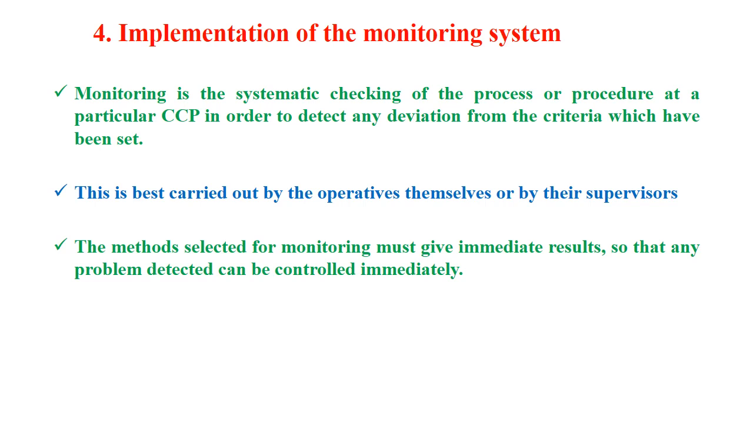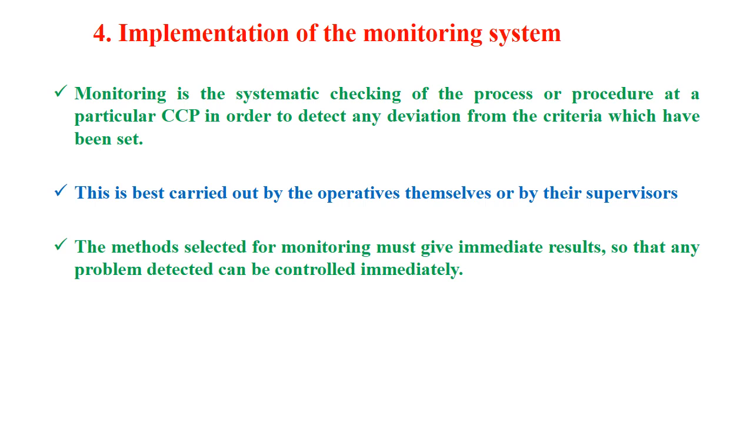The fourth principle, implementation of the monitoring system. Monitoring is the systematic checking of the process or procedure at a particular CCP in order to detect any deviation from the criteria which have been set. This is best carried out by the operatives themselves or by their supervisors. The methods selected for monitoring must give immediate results so that any problem detected can be controlled immediately.